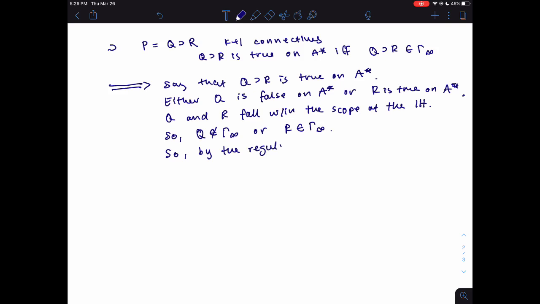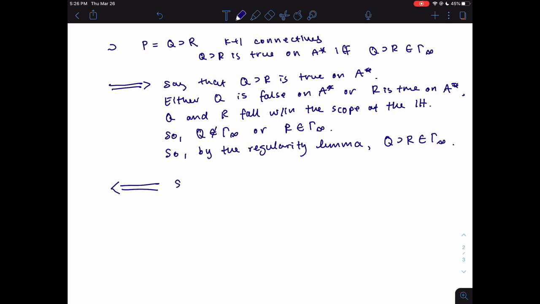You can go back and check what we proved last time in the regularity lemma. If these two conditions are fulfilled, so either Q is not a member of gamma infinity or R is a member of gamma infinity, then we can conclude that if Q then R is a member of gamma infinity. So we got to where we wanted to. We started by assuming that if Q then R is true on A star, and we proved that it must be that if Q then R is a member of gamma infinity. Time to go in the other direction now.